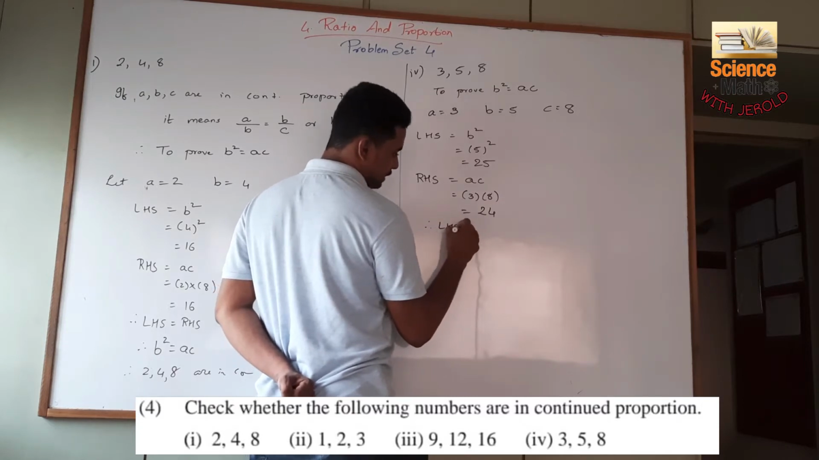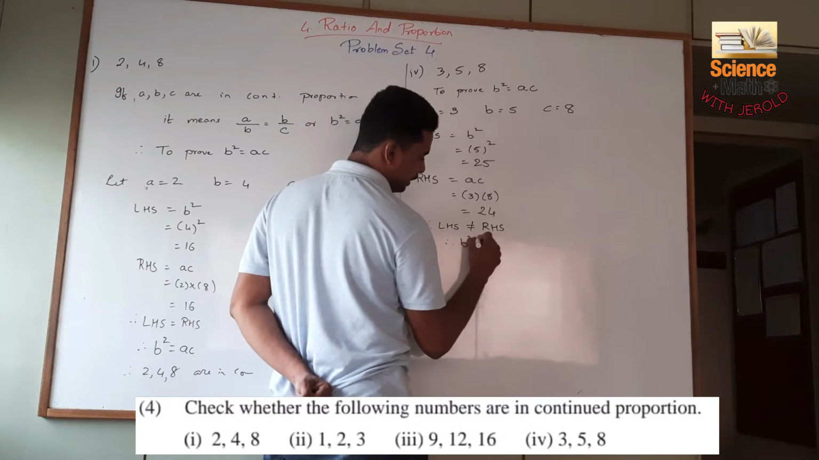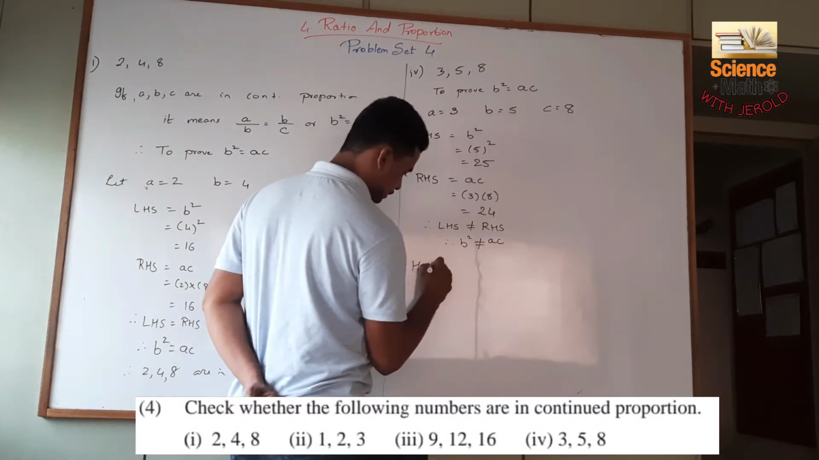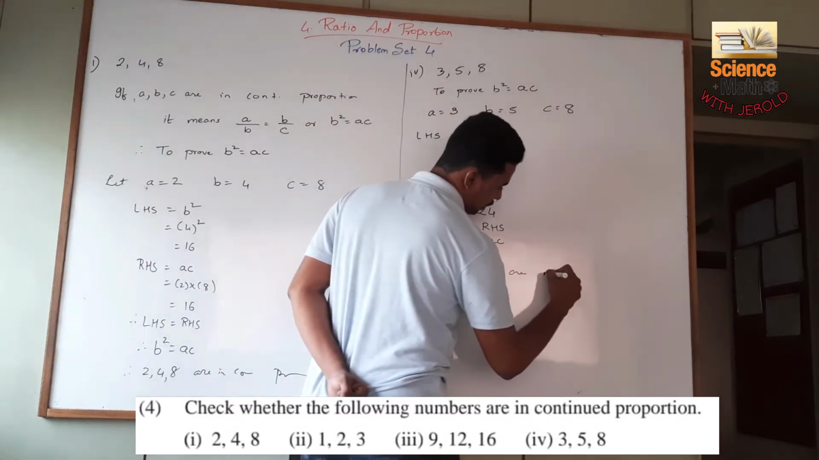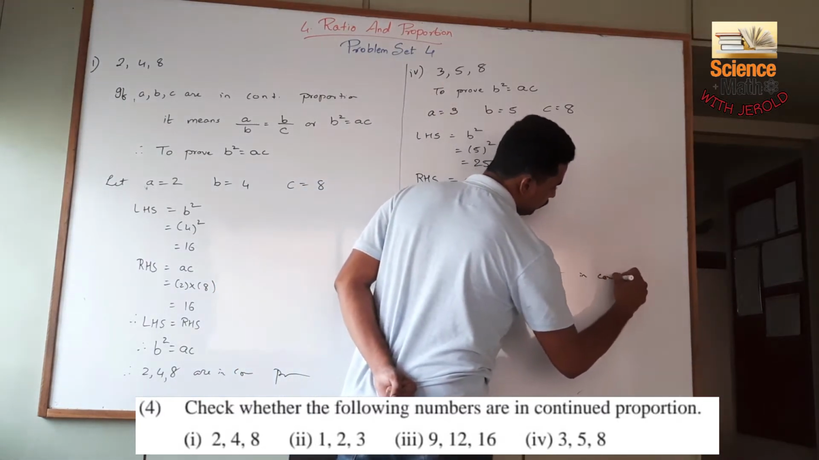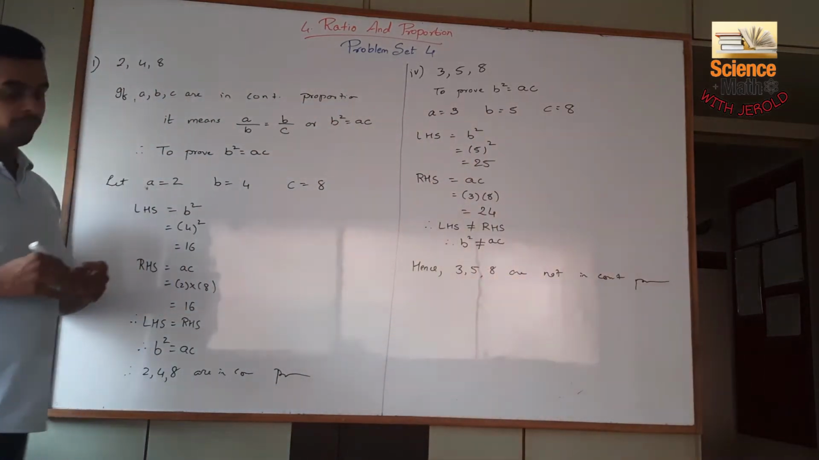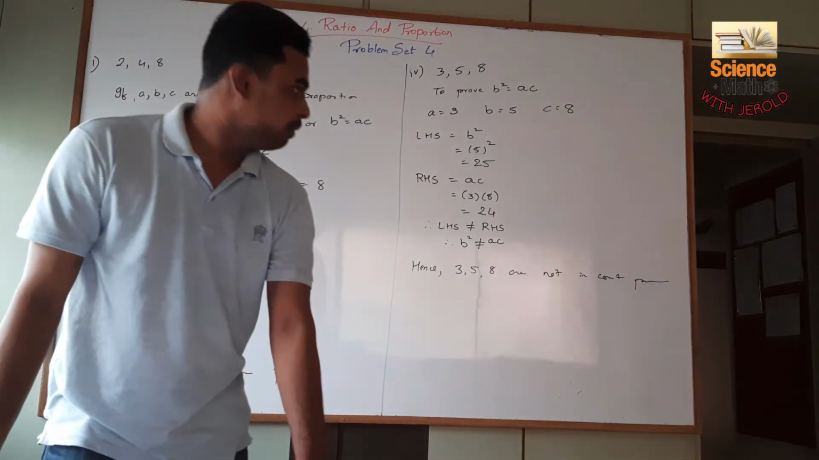Therefore, LHS is not equal to RHS. Therefore, B square is not equal to AC. Hence, 3, 5, 8 are not in continued proportion. That was question number 4 of the problem set. Now let us check question number 5.